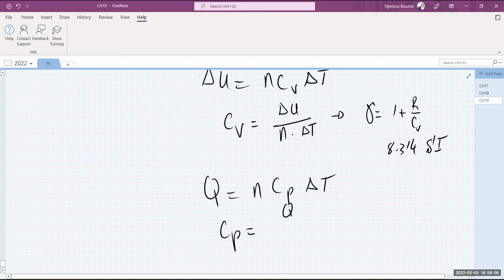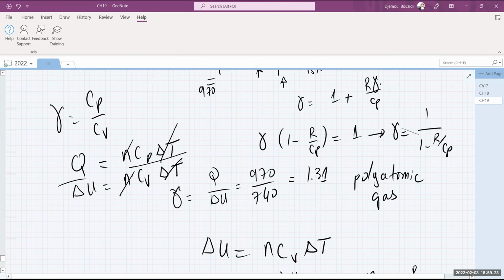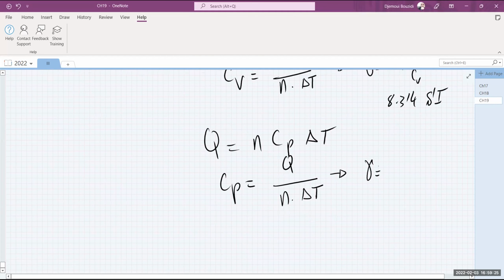And Cp from here is going to be Q, which is 970, divided by the number of moles, which is 1.7, divided by delta T, which is 15 Kelvin. And once we find this expression, we're going to use it for gamma. That is 1 over 1 minus R over Cp.